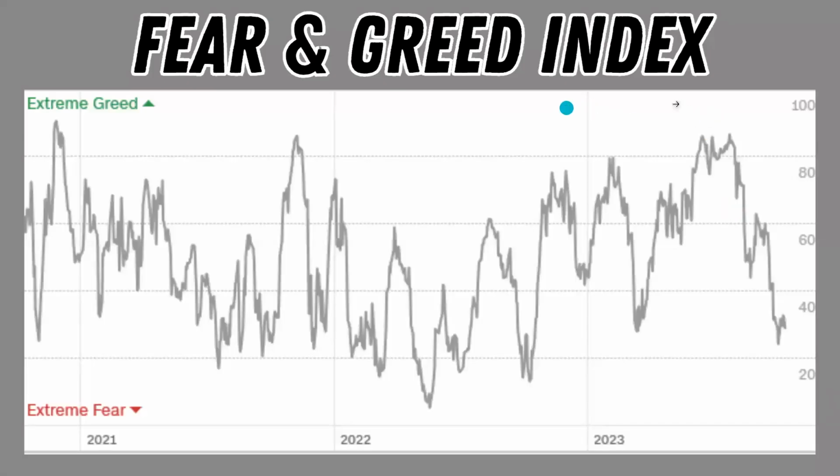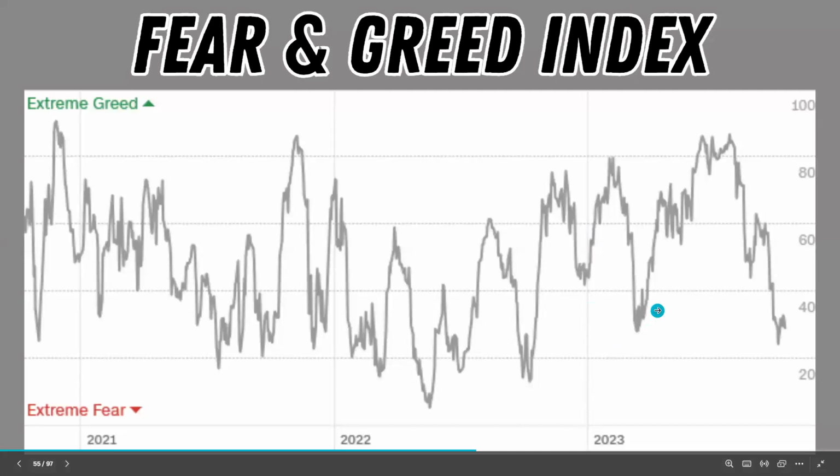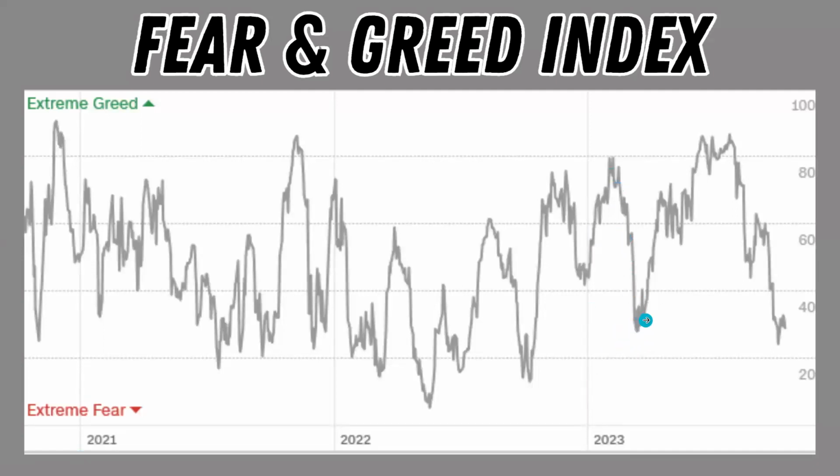Now, the fear and greed index, this is 2023 right here. This was the banking crisis, guys, Silicon Valley Bank. Look at the amount of fear that we're in right now. We've actually dipped lower than the fear levels during the banking crisis. Now, this was a really good buying opportunity back then. So we'll have to see if this can develop into a good buying opportunity for the future.